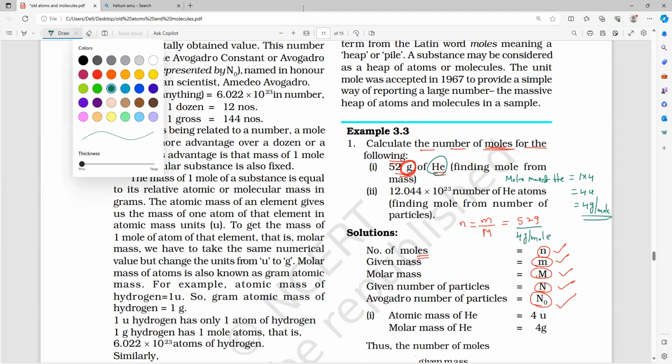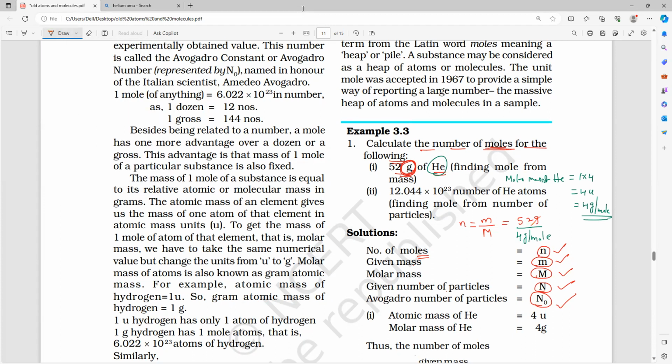So I'll substitute it. 4 gram per mole. So something will get cancelled. What will get cancelled? Gram will get cancelled. Mole will go up. So 4 ones are 4, 1 will come here. 4 threes are 12. So n is equal to how many moles? 13 moles. Understood? Yes, sir.